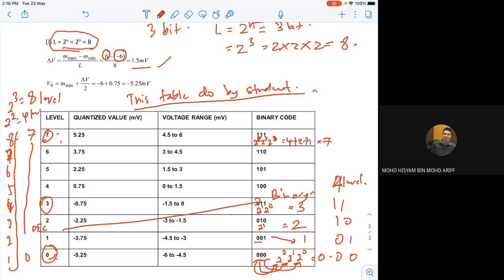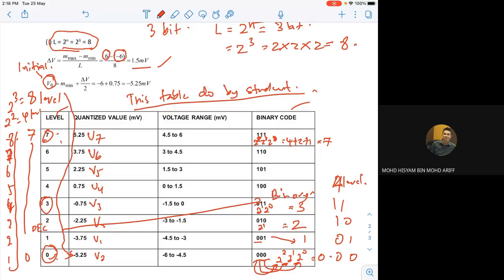Now once you set up the level and binary code, we start with the quantized value. How to start? You must know another formula. V initial is the lowest part, the bottom part here, V naught, which is negative 5.25. You must use the formula. This one is V naught. How about V1? V1, V2, V3, V4, V5, V6, V7.